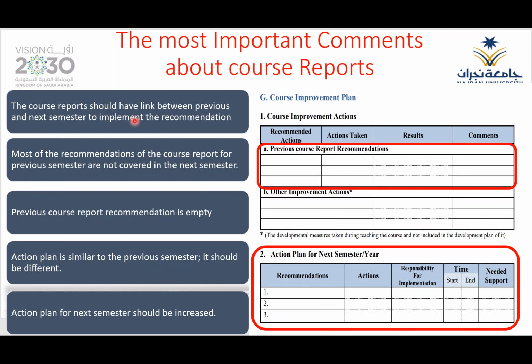Okay, any question about this part? Because all these 5 recommendations, the most important recommendations, were focusing on the course report and the course improvement plan. Is it clear, brothers and sisters?